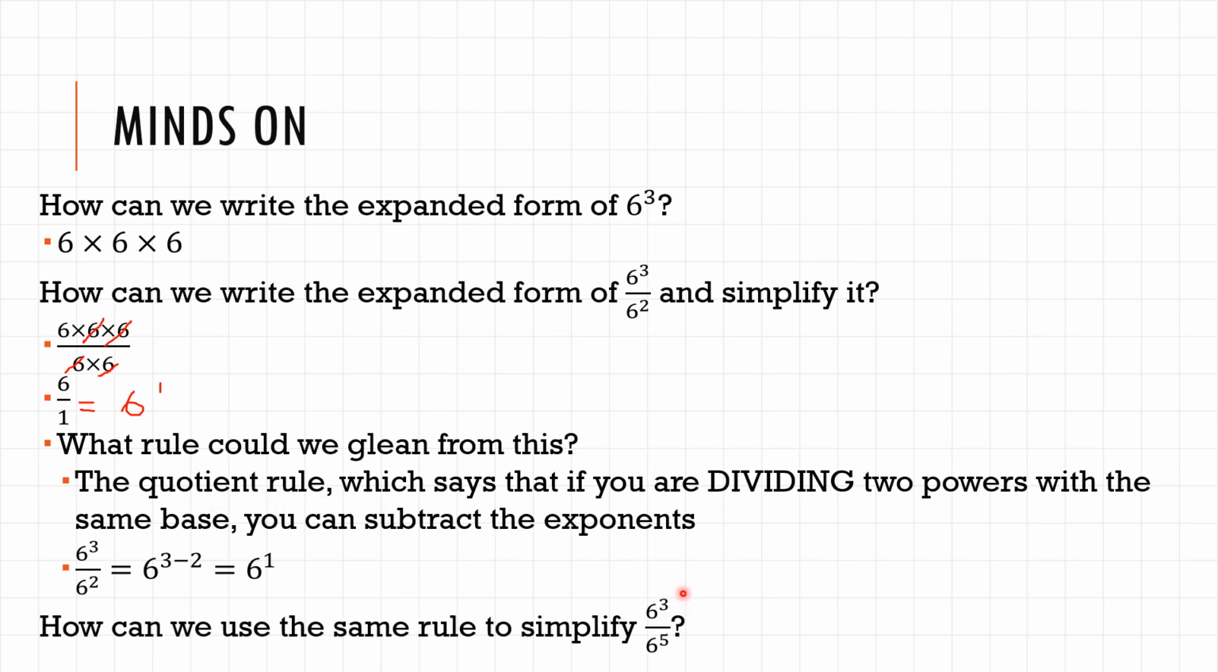Okay? So now that we are nice and warmed up, how can we use this same rule, the quotient rule, to simplify 6 to the power of 3 over 6 to the power of 5? Think about this for just 1 minute.